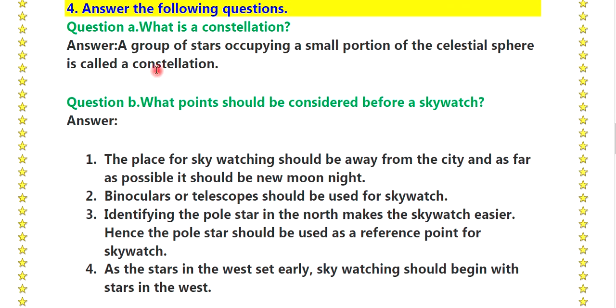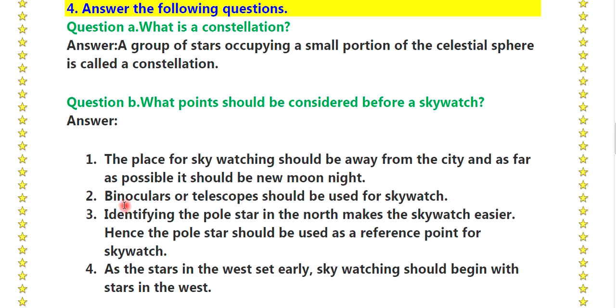Question number 4. First, what is a constellation? Answer. A group of stars occupying a small portion of the celestial sphere is called a constellation. Question number B. What points should be considered before a sky watch? First point. The place for the sky watching should be away from the city, and as far as possible it should be a new moon night.